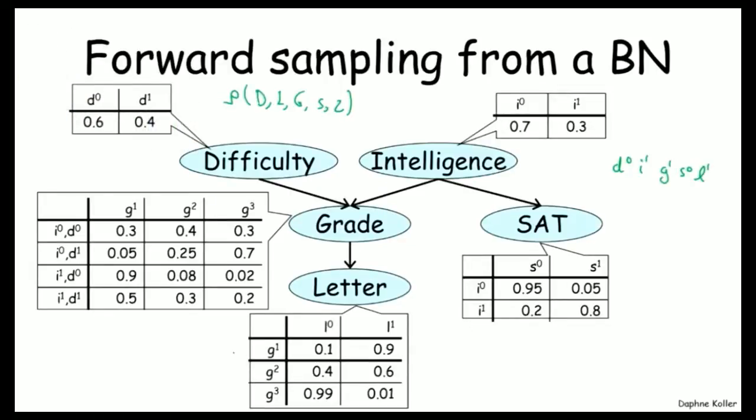So the blue sample might end up, for example, with D1, I1. And now I use this distribution. And I'm going to end up, say, with G2. And I'm using this distribution. And say I get S1. And I use this distribution. And I get L0. And I can use this procedure to generate as many samples as I want using a very efficient forward sampling process where I sample in what's called topological order. Topological means that I start from the roots and go down. And I always sample parents before their children.